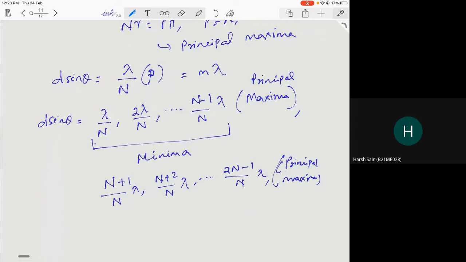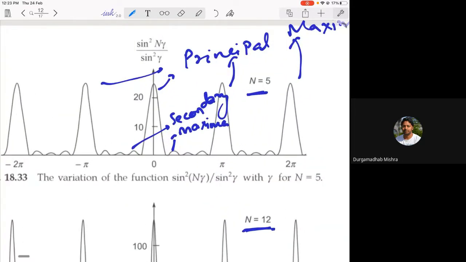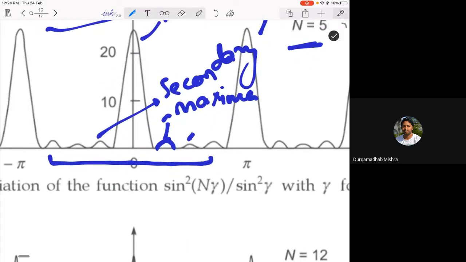Sir, what is the difference between maxima and principal maxima? Yes, principal maxima you see here. This is your principal maxima, where the intensity is N squared into I naught. But each slit also produces a diffraction pattern. So this is what the diffraction pattern of one slit looks like, and this is the central maximum you see. And then you also have some additional peaks here. For example, here, this is also a maximum, but it is not a principal maximum.